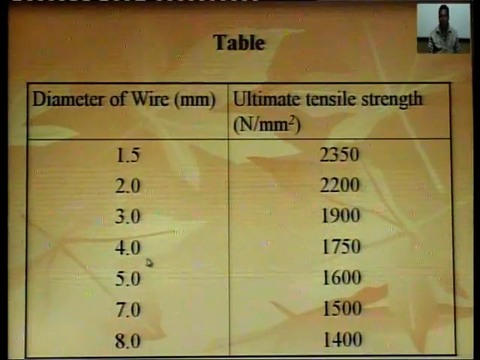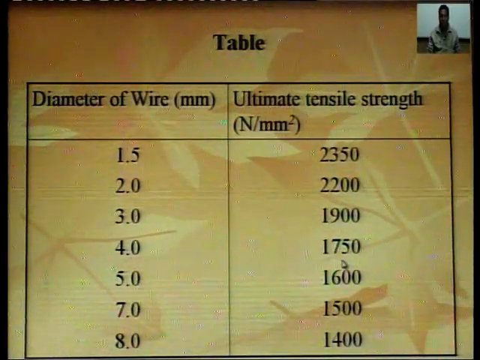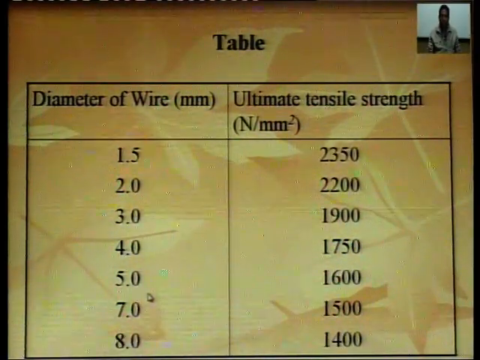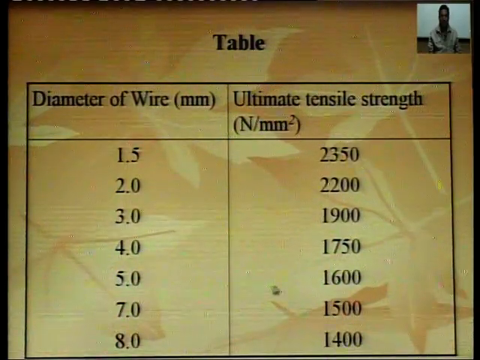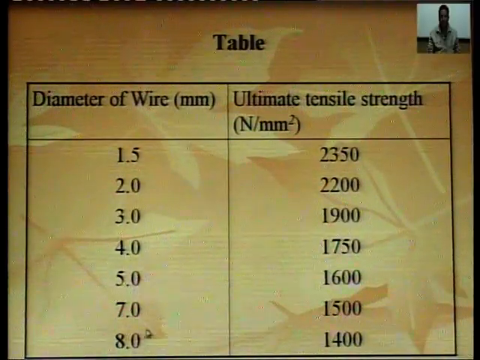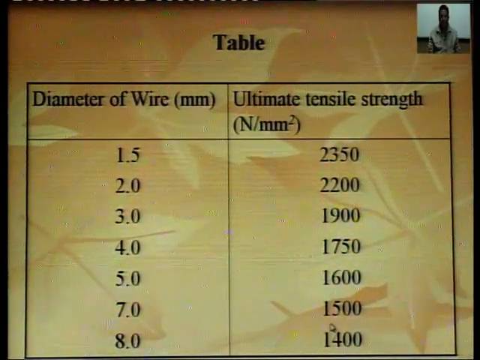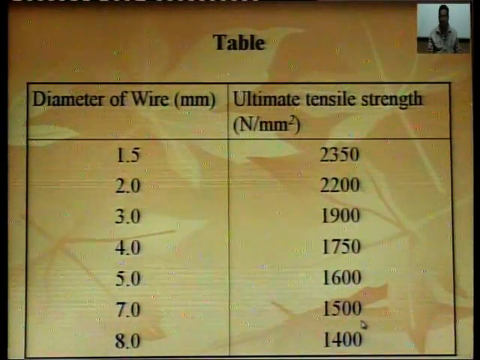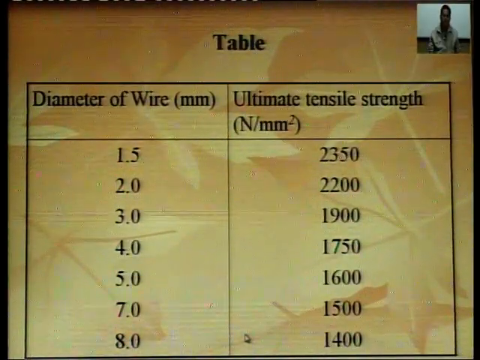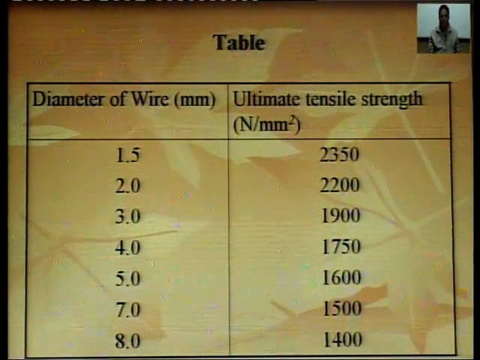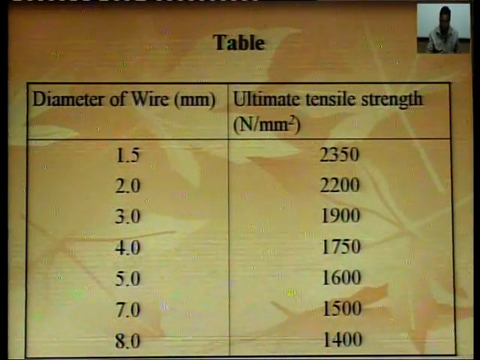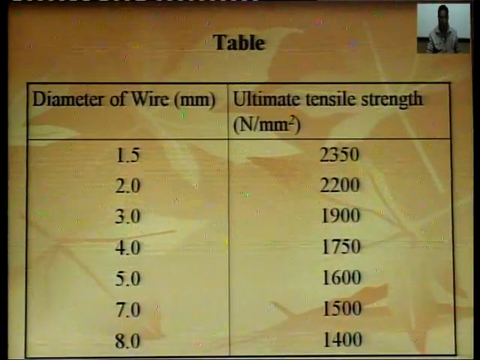For 4 mm, 1750 Newton per square mm. If the diameter of the tendon wire is 5 mm, then the ultimate tensile strength is 1600 Newton per square mm. For 7 mm, 1500 Newton per square mm. If 8 mm, then the ultimate tensile strength of the tendon wire is 1400 Newton per square mm. So, this table shows the ultimate tensile strength of tendon wire.